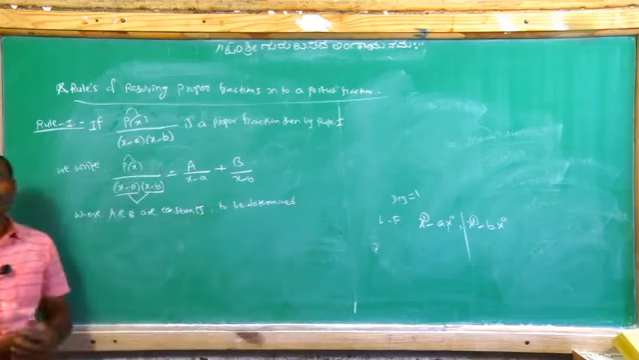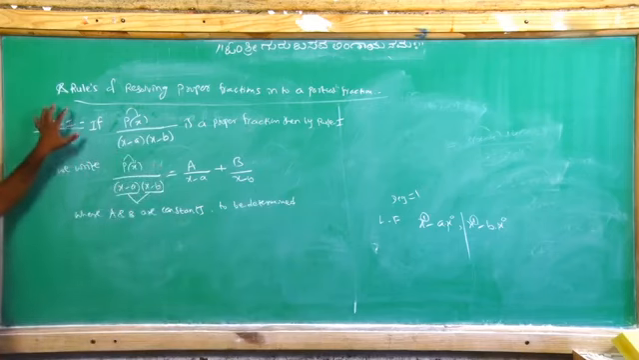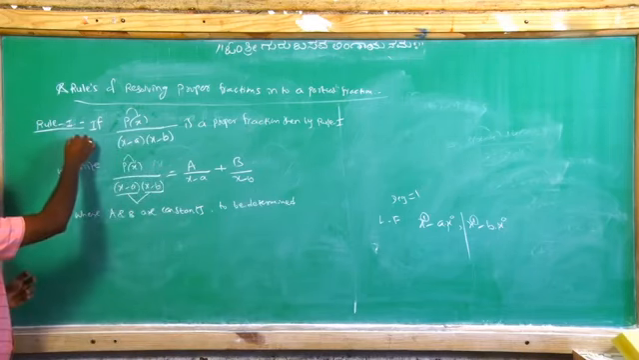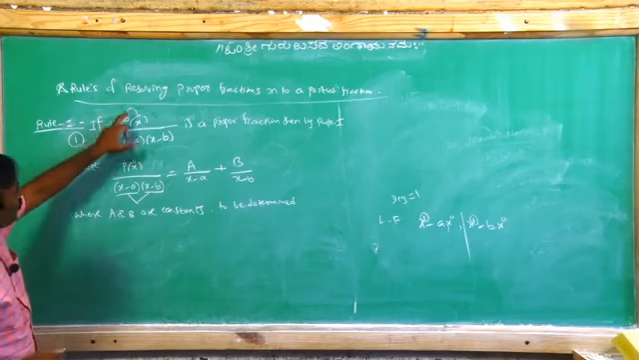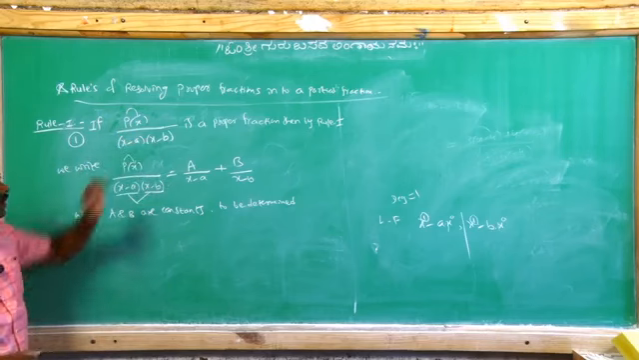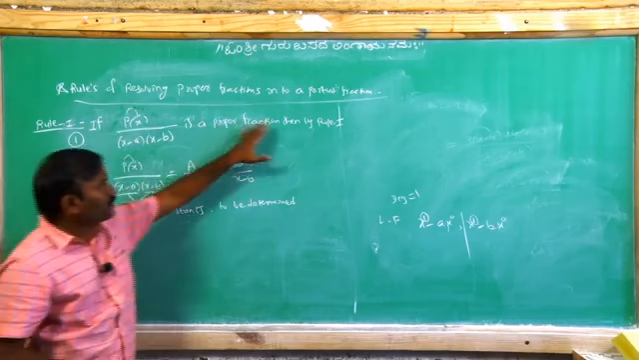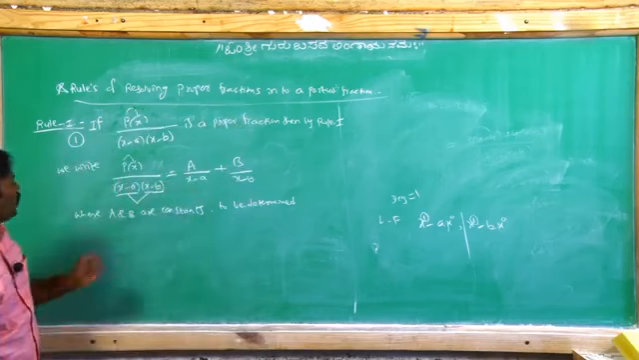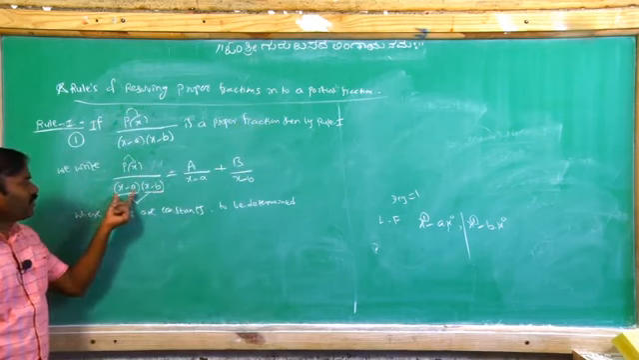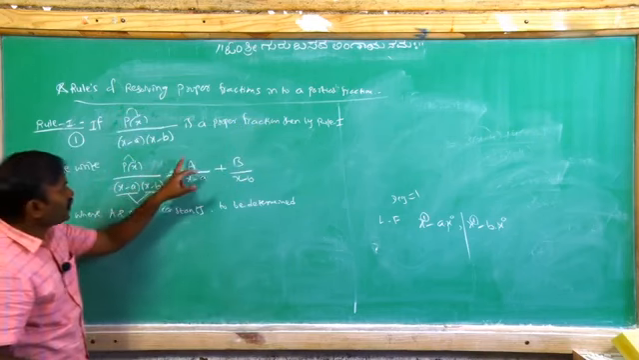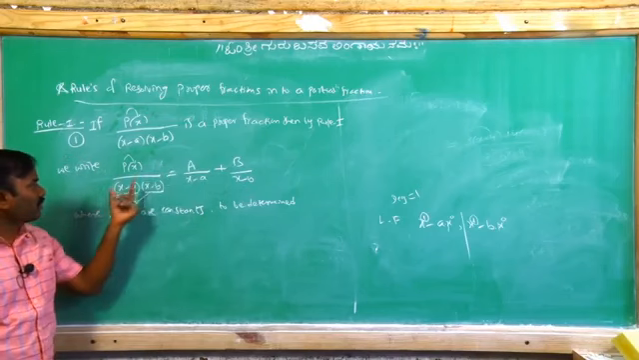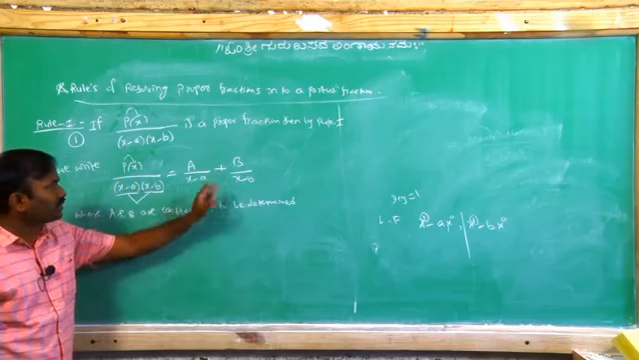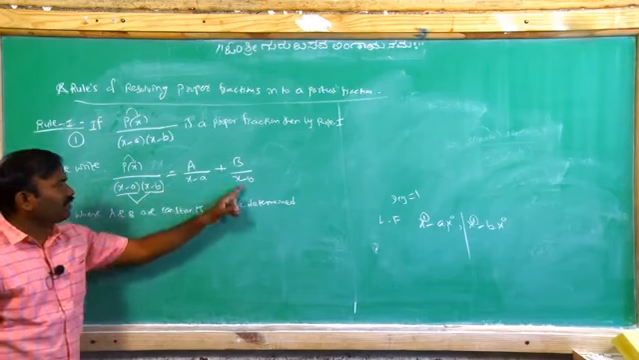Okay. So what is rule 1? This is the first one. If p of x by (x minus a)(x minus b) is a proper fraction, and the denominator has two different linear factors, now take two different constants. First constant by first linear factor plus second constant by second linear factor.